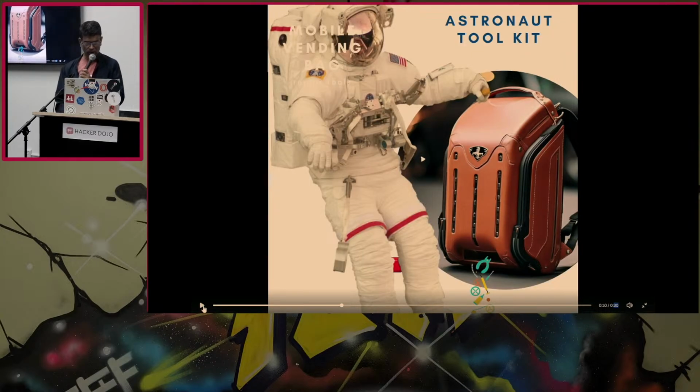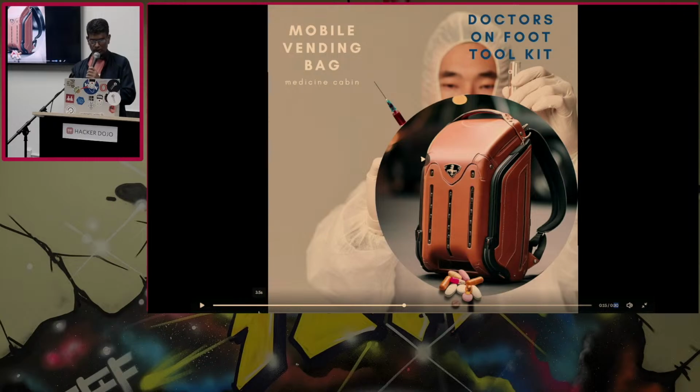If you go to outer space, maybe they may use it for screwing things. This may have vending slots which can hold certain numbered tools, and they can easily reach out and grab them. Even medical doctors on foot can segregate the medicines without mixing them up. So that is another aspect of this mobile vending bag.